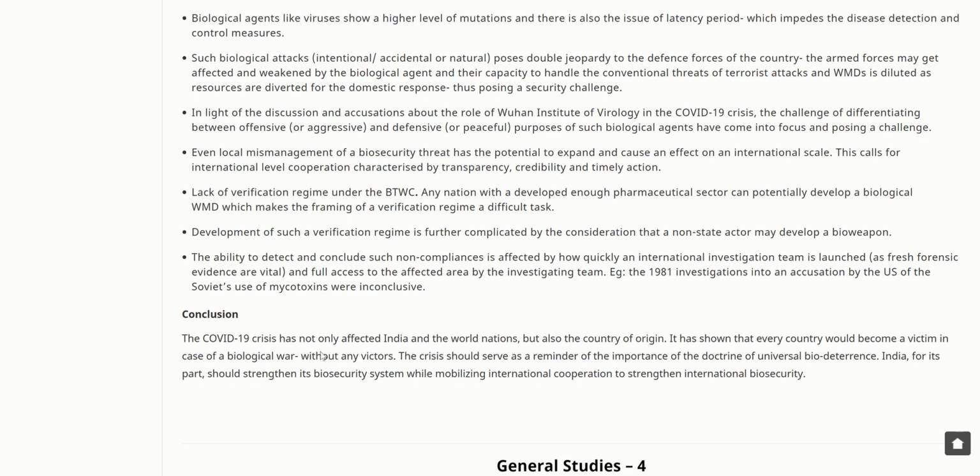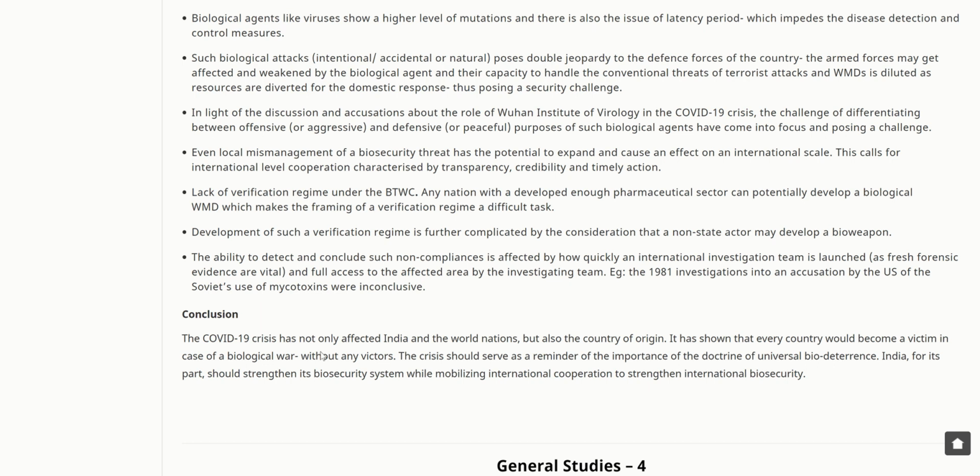In light of the discussion and accusations about the role of the Wuhan Institute of Virology in the COVID 19 crisis, the challenge of differentiating between offensive and defensive purposes of such biological agents has come into focus. Even local mismanagement of a biosecurity threat has the potential to expand and cause an effect on an international scale. This calls for international level cooperation characterized by transparency, credibility, and timely action.